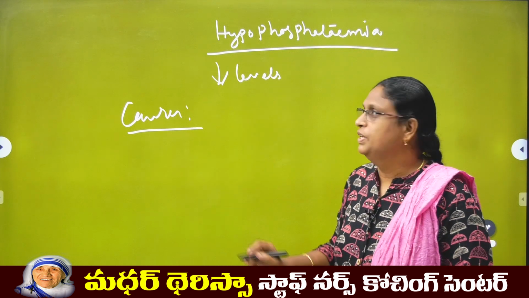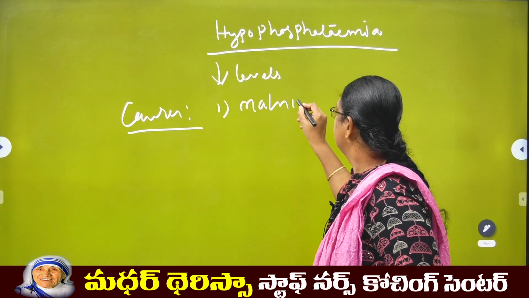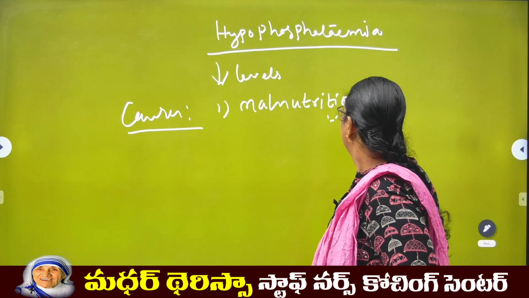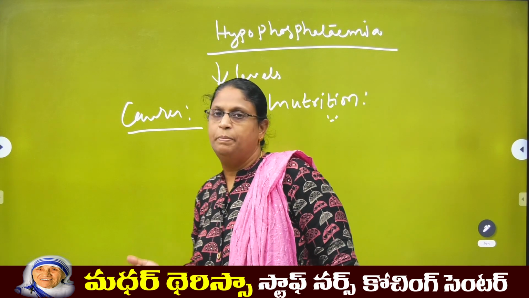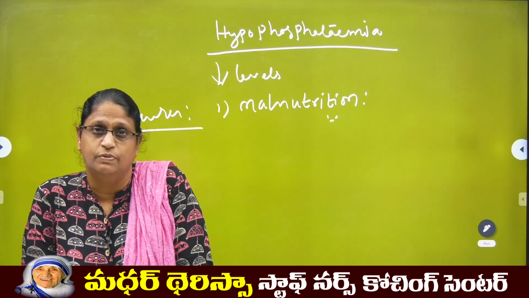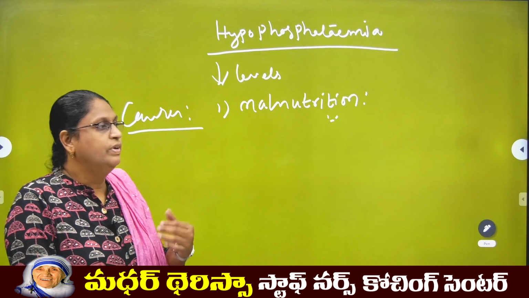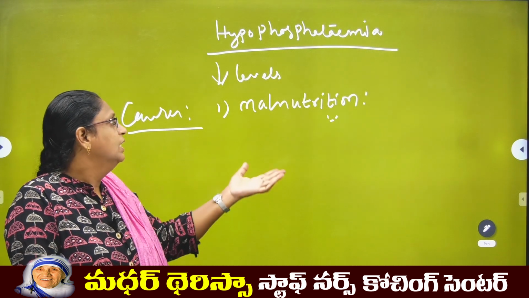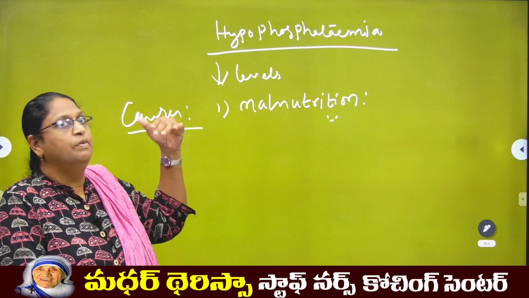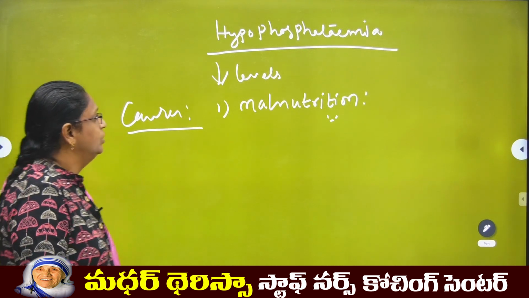First one is malnutrition. If a person is unable to take adequate intake of phosphorus-rich foods, the foods which contain phosphorus, they may get into malnutrition. Malnutrition-related hypophosphatemia occurs. And come to the malabsorption syndromes.